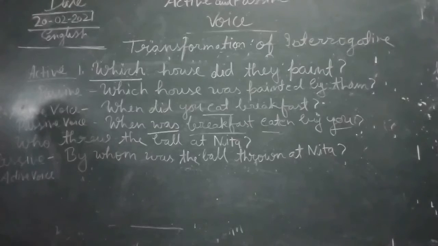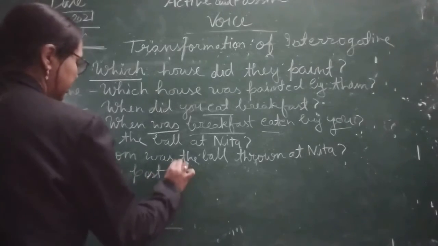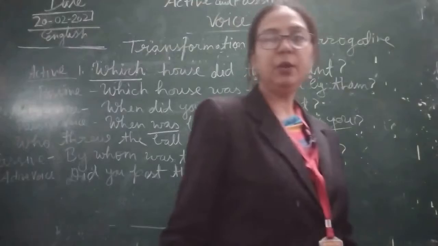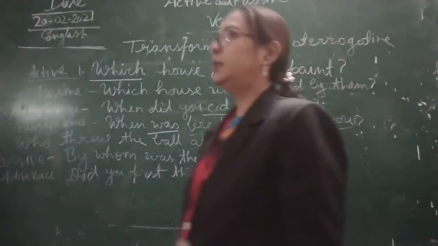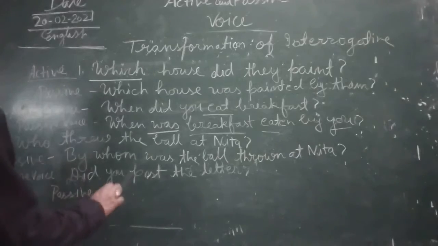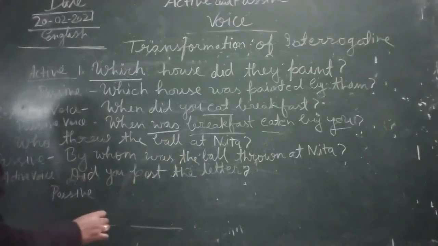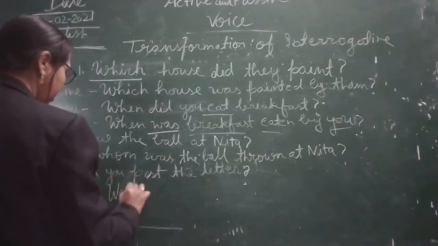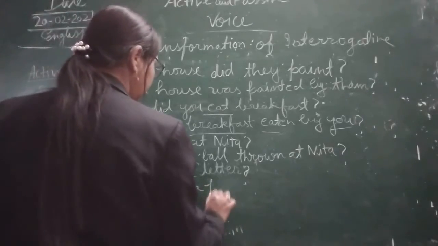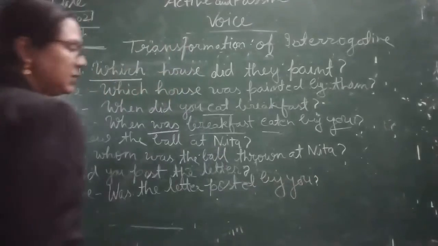Number 4, that is, did you post the letter? Now again, we have to revise the rule. In place of did, what we will do, children? We have discussed that because this is written in the past tense, so in passive voice, what we will do? Depends on the object. So this is in singular. So that is why what we will use? Was the letter posted by you? Was the letter posted by you?